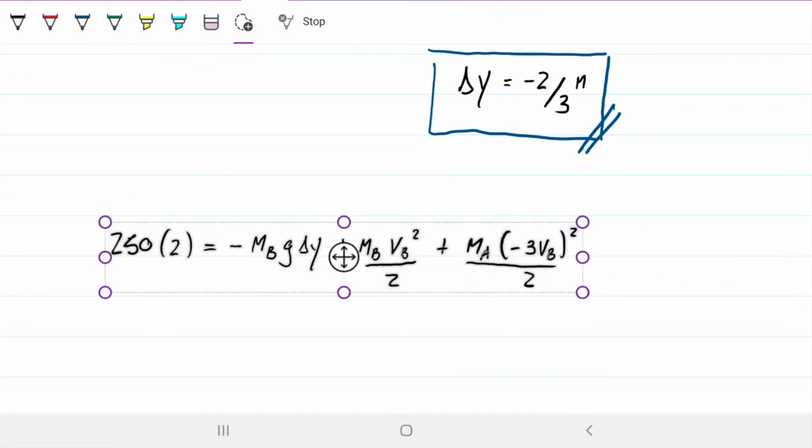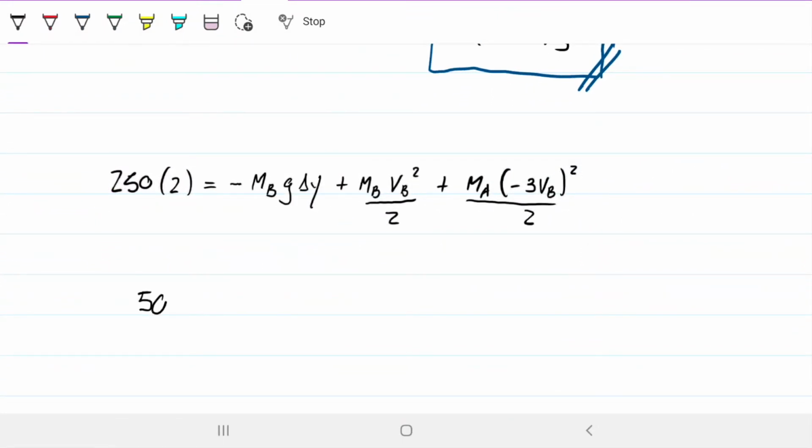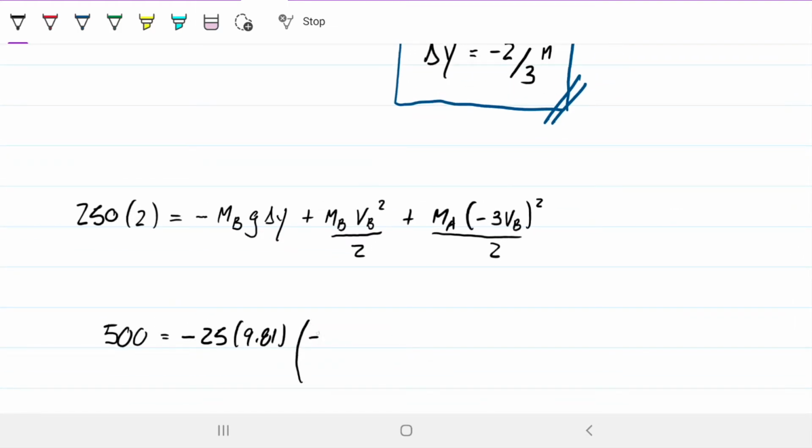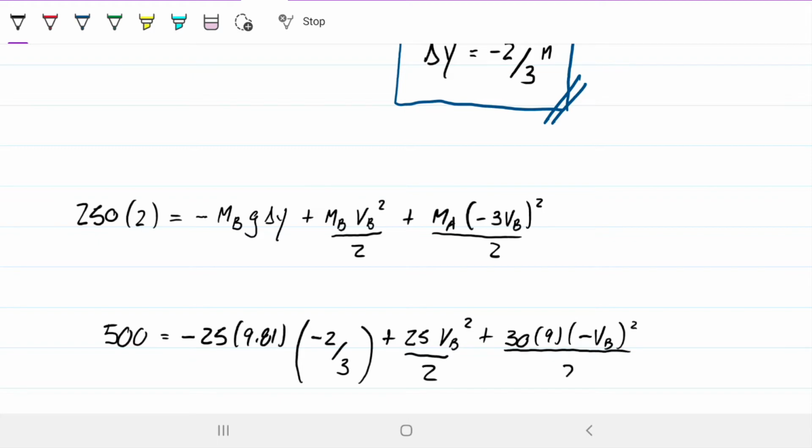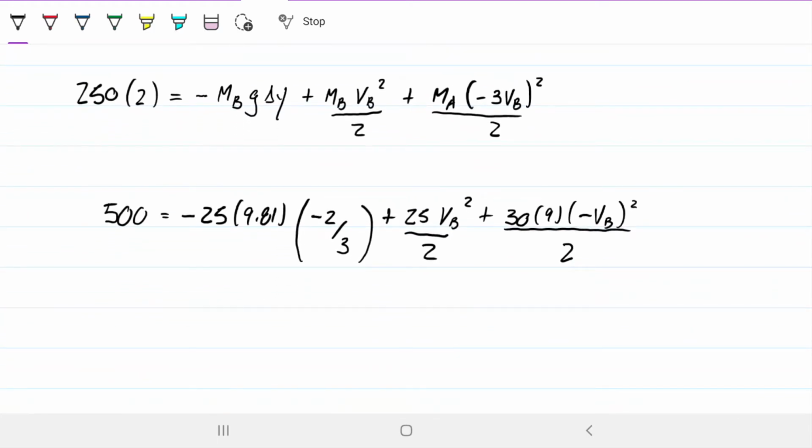Okay, so now let's put down the things that we know. 500, which is the left-hand side, has to be equal to minus 25, mass of B, times 9.81, acceleration of gravity, times my delta y that we just found to be minus 2/3, plus mass of B, 25, times velocity of B over 2, plus mass of A, 30. I can go ahead and lose the 9. I'm going to have negative VB squared over 2. Okay, and we're going to end up with exactly the same equation we had before.